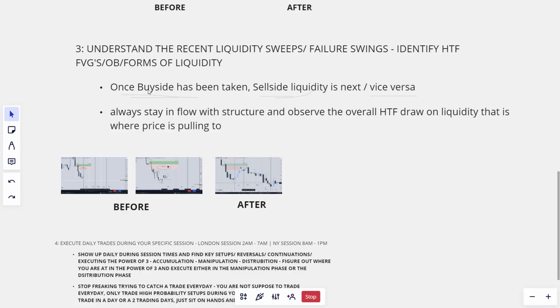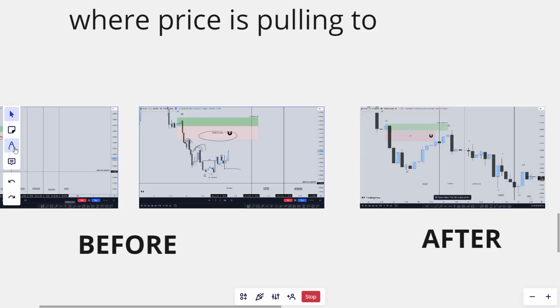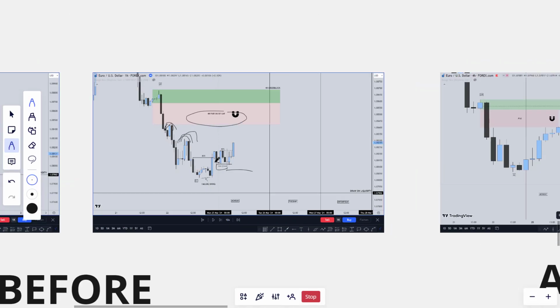Once buy side liquidity has been taken, expect sell side liquidity to be next, and vice versa, just like we stated right here. So once price came in and cleared this weak low, make sure to understand the weak high / weak low video and the strong high / strong low video that I released. Once this low has been taken, boom, because this low failed to push price lower, price came in and gave a liquidity sweep.